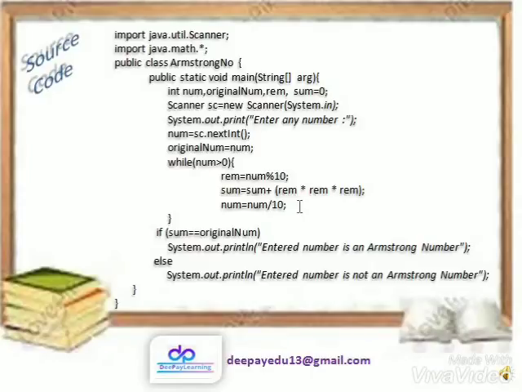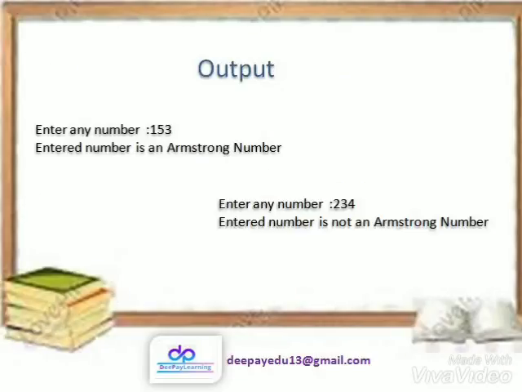Then the last digit is removed from the number by division by 10, that is num equals num divided by 10. Finally, after all the iterations, we will compare sum with the original number. If they are equal, then it is an Armstrong number. If they are not equal, then we will print not an Armstrong number. So we are writing the logic as: if sum equals originalNum, then System.out.println entered number is Armstrong, otherwise entered number is not an Armstrong.